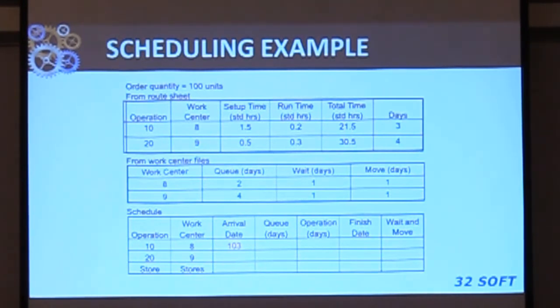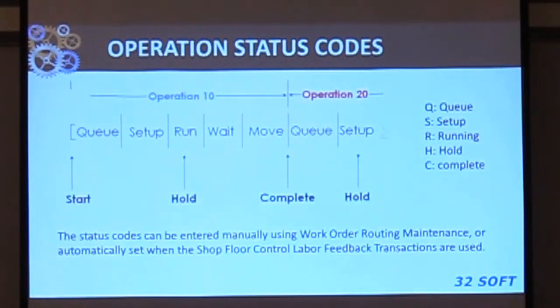I start the work order to arrive in operation 10, work center 8, on 103. I can add to it the queue days, the operation days, and the final date, plus how long it's going to take me to wait and move to the next operation. It's going to go into the next operation on manufacturing work date 110. I've got 4 days of queue, 4 days of operation time. It's going to finish on 118. It takes me 2 days to wait and move, so it's going to be completed on day 120. That's how QAD does its forward scheduling algorithm.